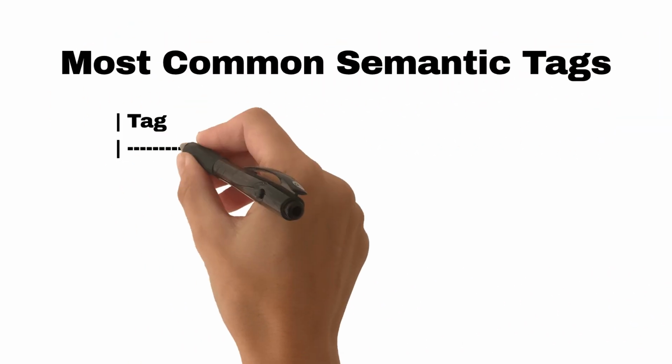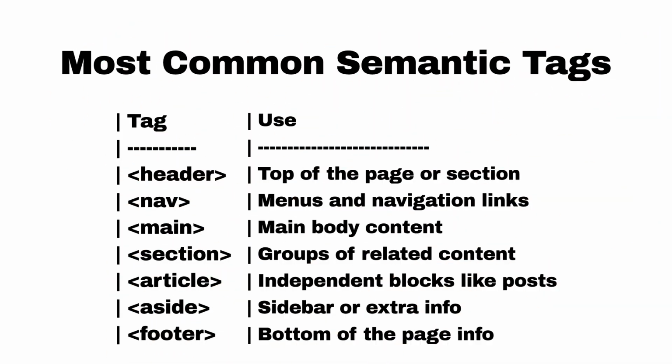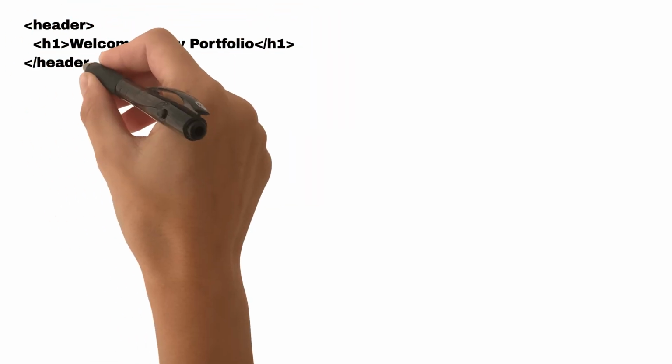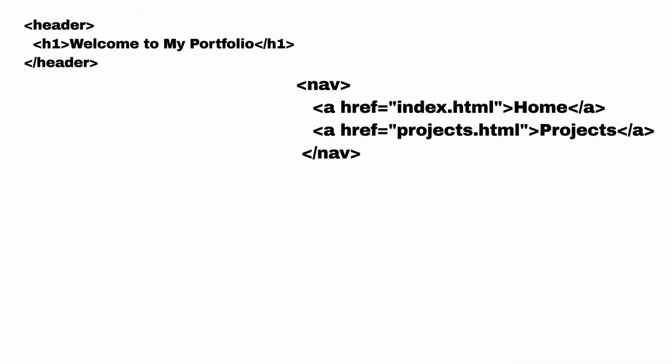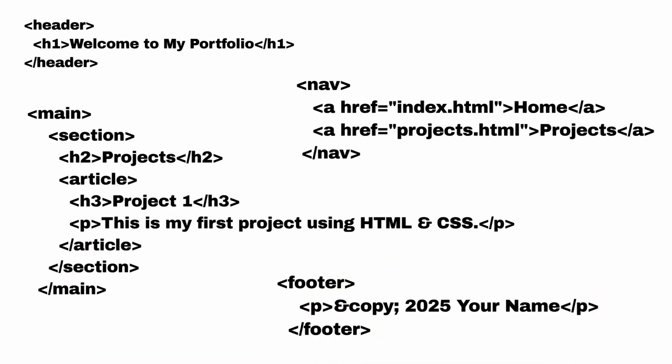Here are the most common semantic tags you'll use. Let's see how these work in a real HTML page. Here's a basic layout built with Semantic HTML. Notice how this is easier to read, structure, and update. Each section has a clear purpose.